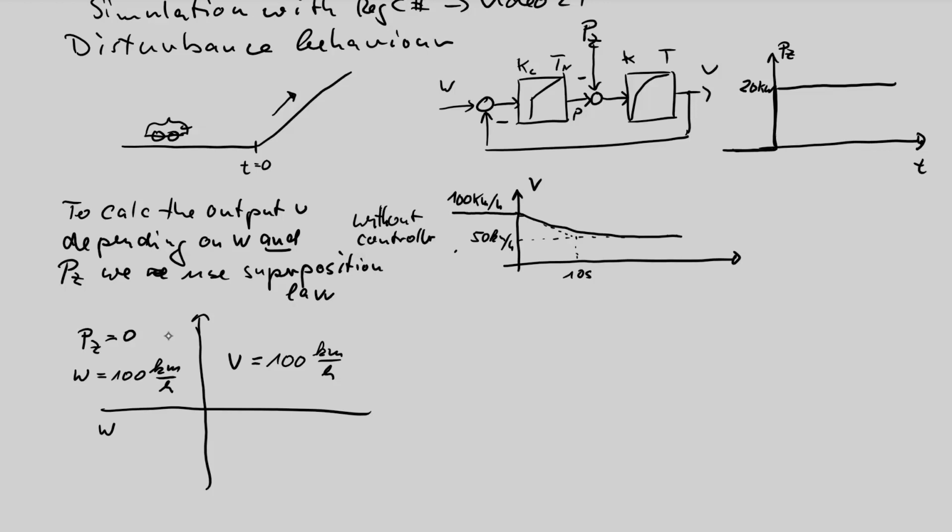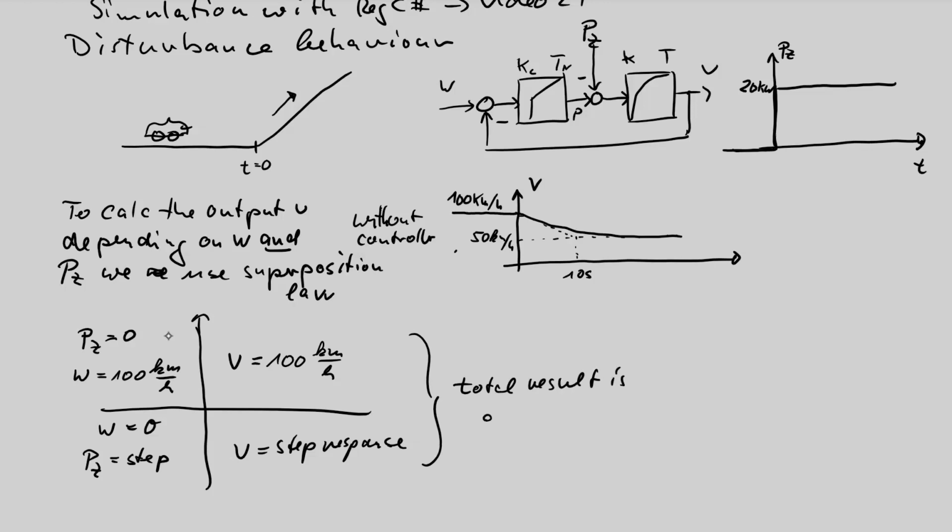Now in the second step, we set the desired value to 0 and assume that PZ is my step function, then V is the step response, and the total result is the addition of both signals. Yeah. So the first step is okay.